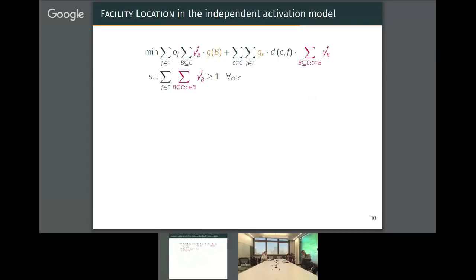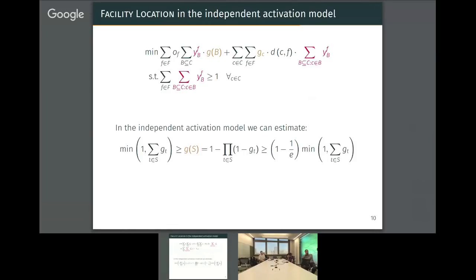And we can also solve it, but we don't know how to round it to get a constant factor approximation in the scenario model. But in the independent activation model, we have this nice inequality because we can express this function g. So this is the evaluation, the activation function of a set. We can compare it with an almost linear function. And this is also a trick that Karger used in the work on Steiner tree. So when we replace this g of b with this almost linear term, we would lose only a constant factor.